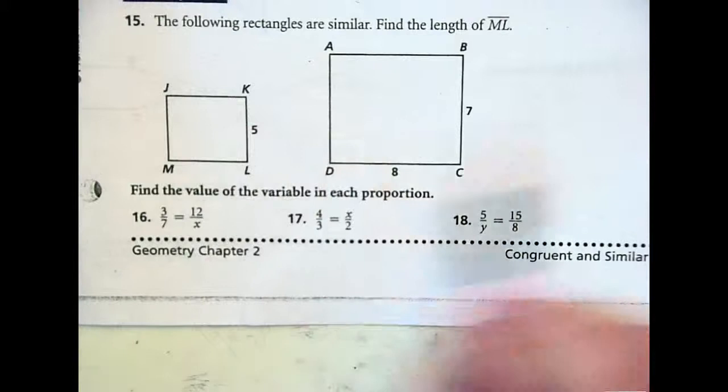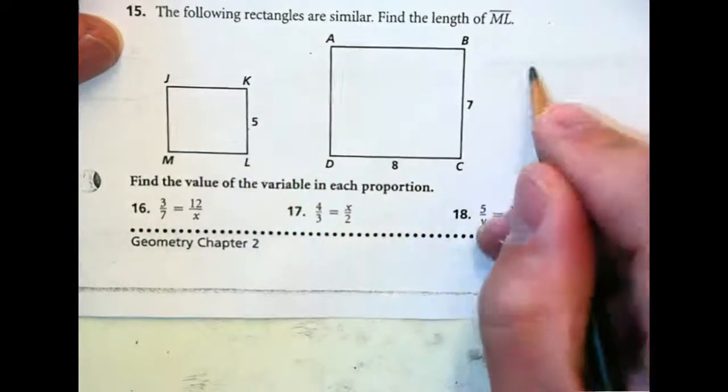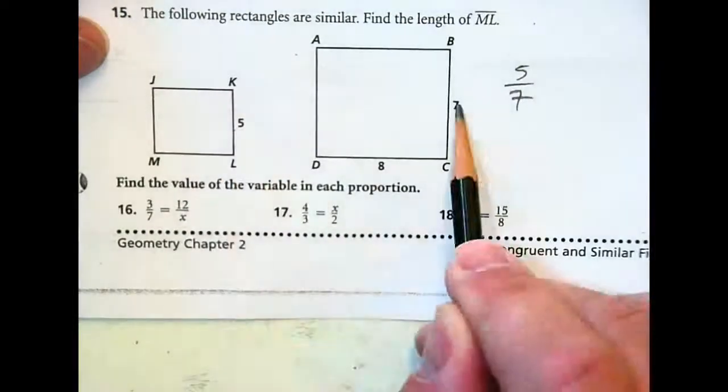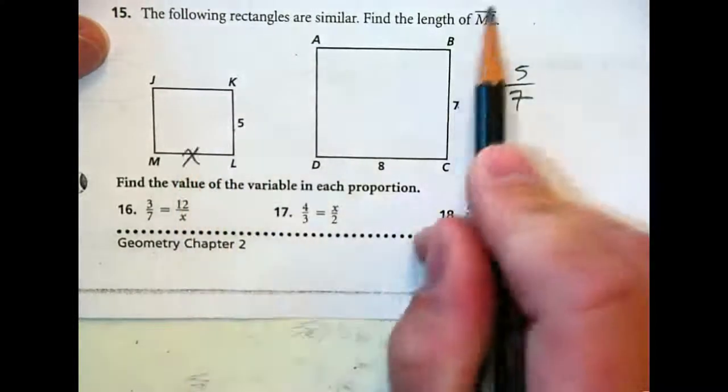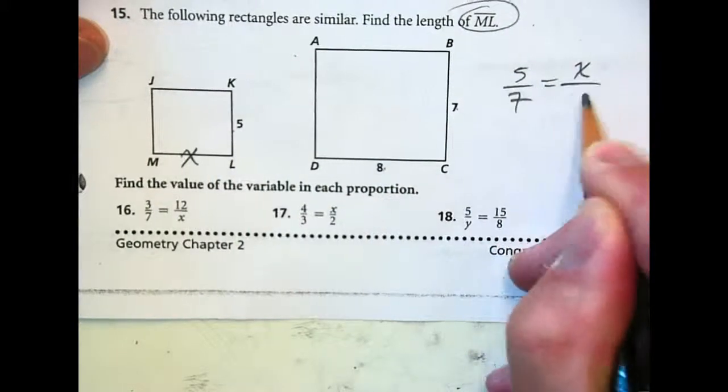First, most of you have done fine, just from what I saw, setting up your ratio. You say 5 is to 7. There's your similarity ratio. This side is to that side as this side, which is what you're trying to find, is to that side. So x is to 8.